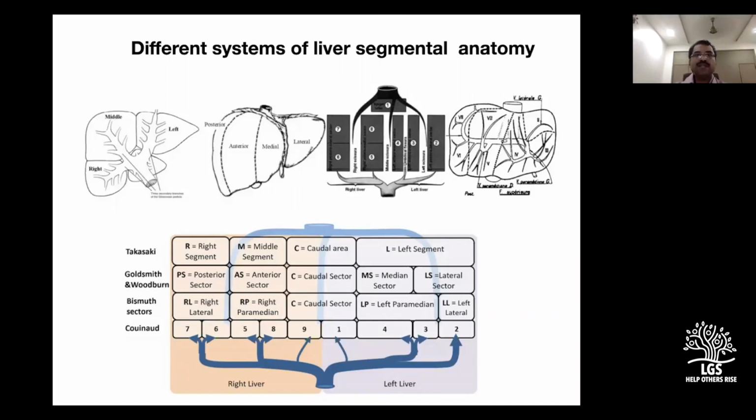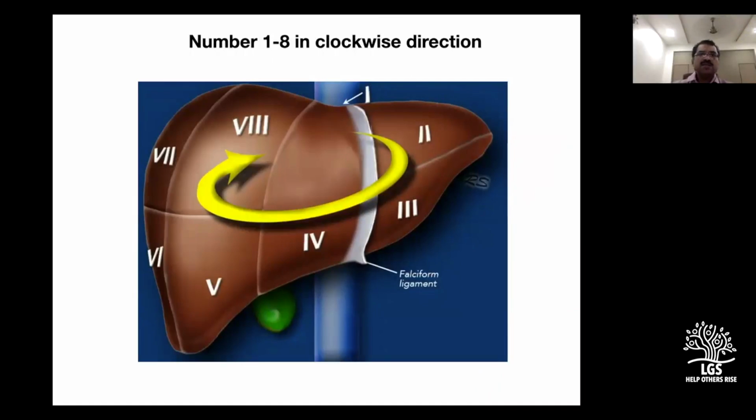So the terminology of liver anatomy is differently given by different persons. The left side is the Takasaki segmentation, which is popularly used in dividing the liver into right, middle, and left, and the caudate lobe separately. Then Goldsmith and Woodburn divided the liver into posterior sector, anterior sector, caudal sector, median sector, lateral sector, like that. We use different terminology. I will come to it later. So the liver is divided into 8 segments, numbered in a clockwise direction when you look from above, and when you look from below, it is in the anti-clockwise direction.